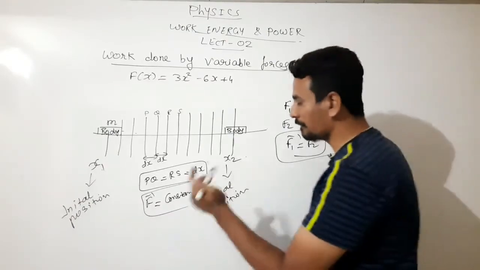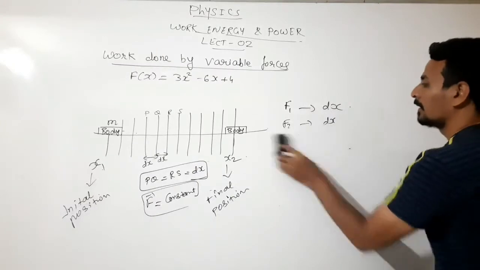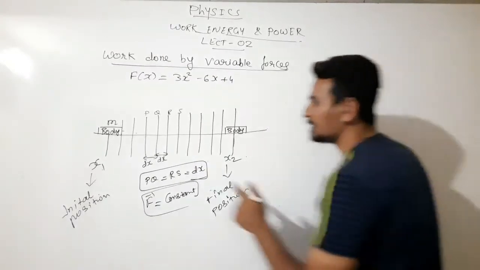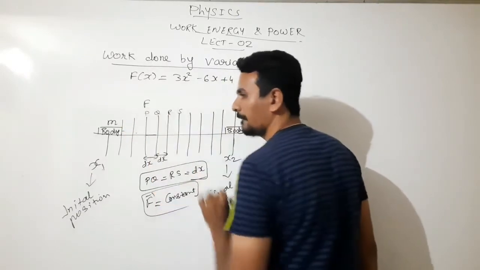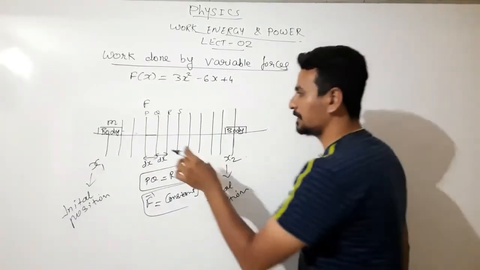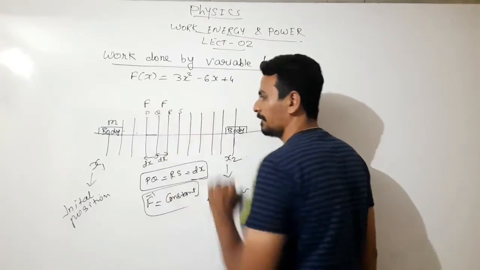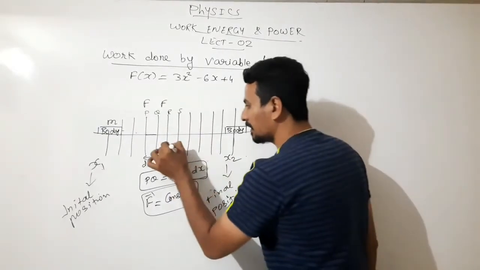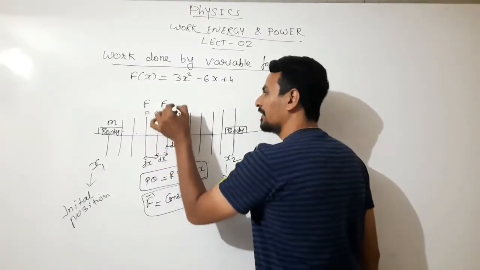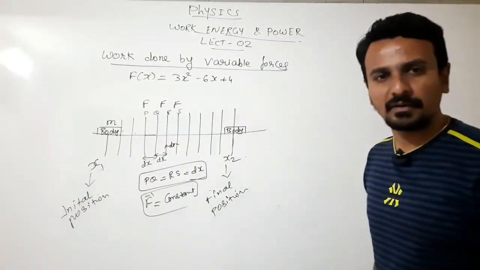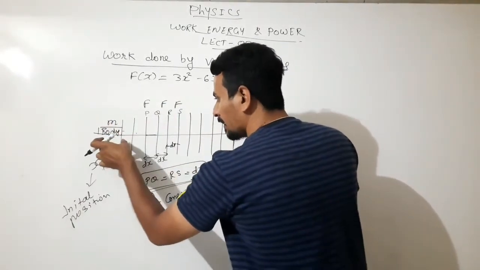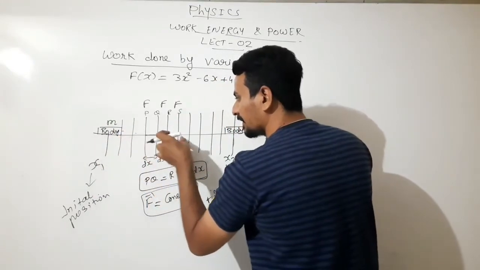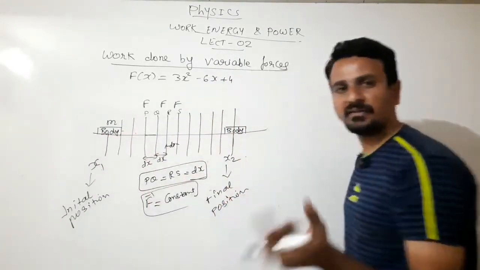So what will we do for this displacement dx? Let us assume the force as F. For another displacement dx, the force will remain F. Again I will take the third displacement dx, a very small displacement, and for that the force will remain F. So now combine it. This method is known as integration.